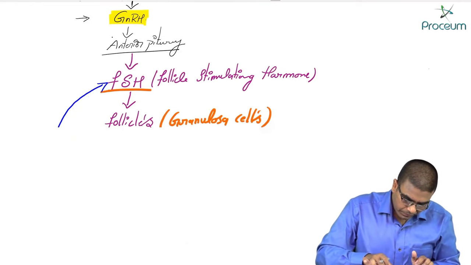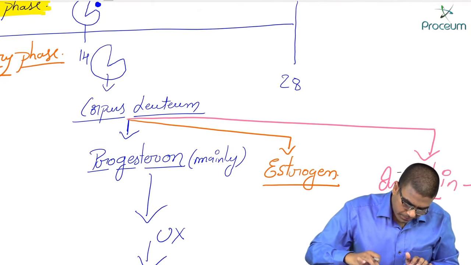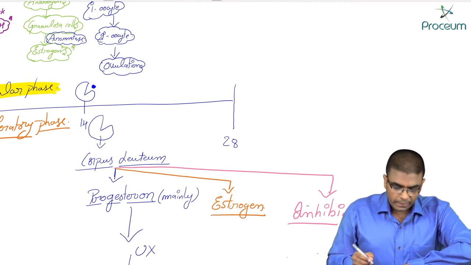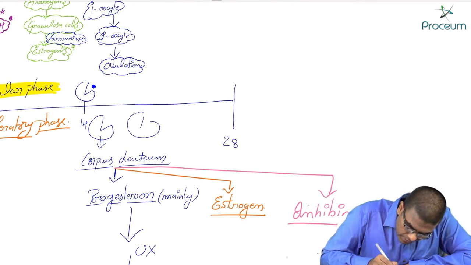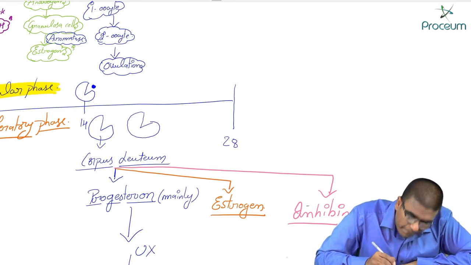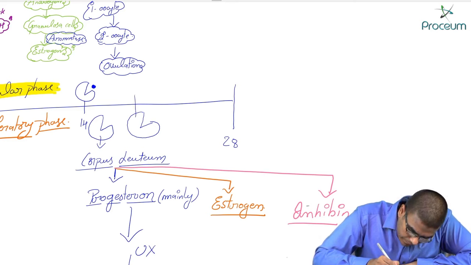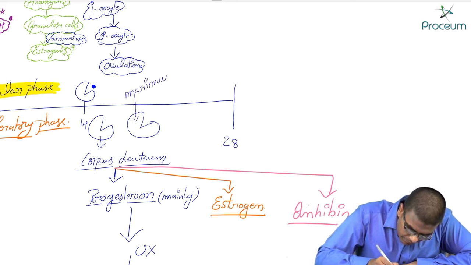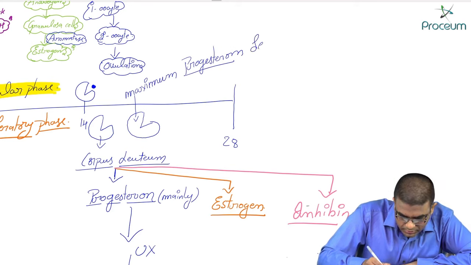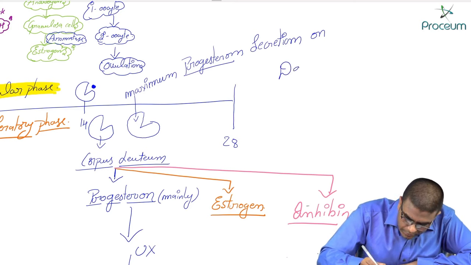Now let's come to our table. Progesterone is bringing the secretory changes in the uterine endometrium. Well and good. This corpus luteum will produce progesterone, and that progesterone is going to bring the secretory changes, no doubt in that. But the maximum function of the corpus luteum is seen on the 8th day. Maximum progesterone secretion is seen on day 8 after ovulation.